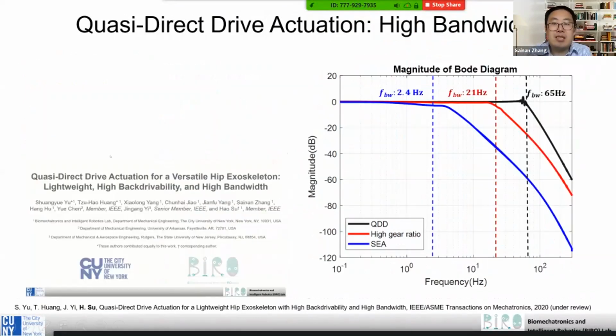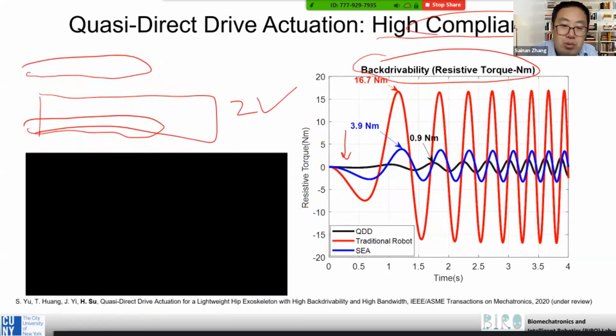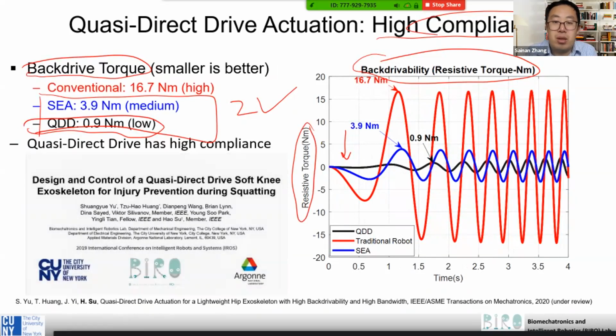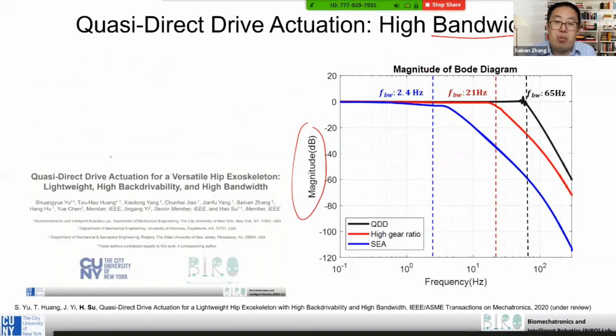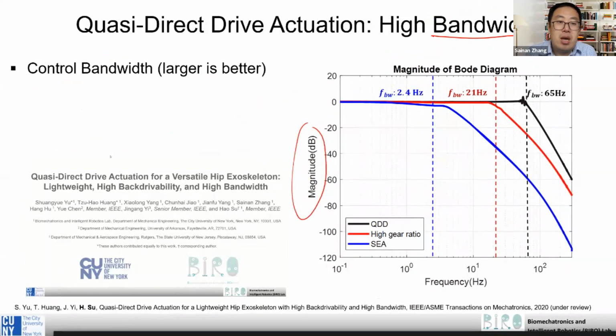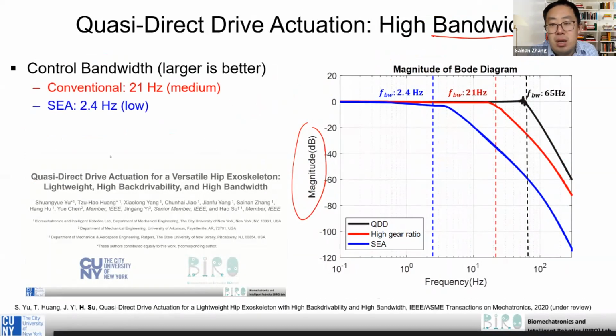Okay. Another aspect we want to compare is bandwidth. Again, you see this vertical axis is bandwidth. The last one was basically about the backdrive torque. So essentially, for the final report and the final presentation, we want you to show those kinds of plots. Those are two of the most important slides we want to see. And for control bandwidth, in general, larger is better. For conventional actuation, it is here. This is pretty good, right? 20 hertz.